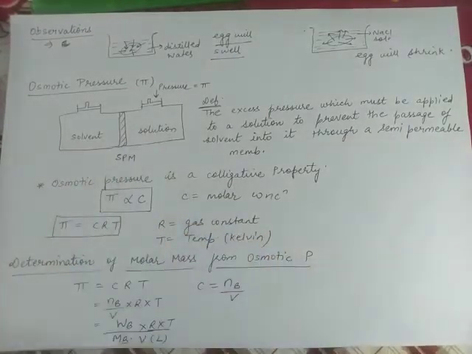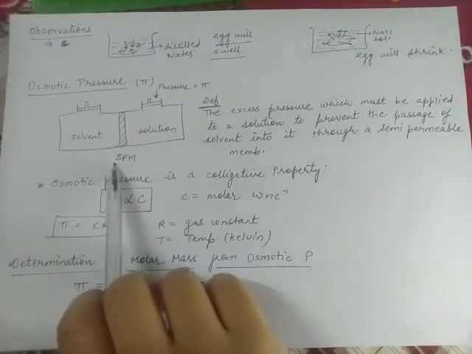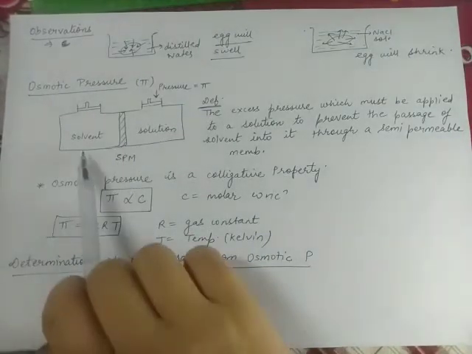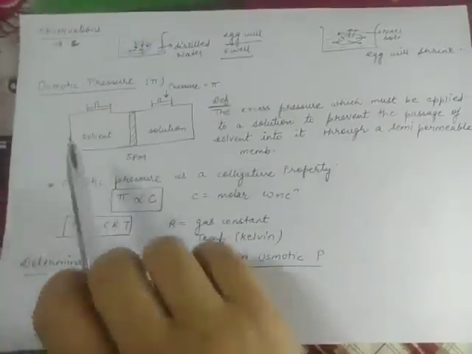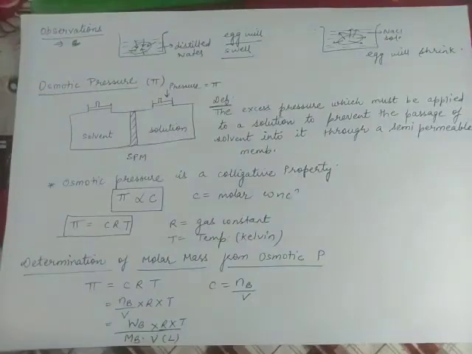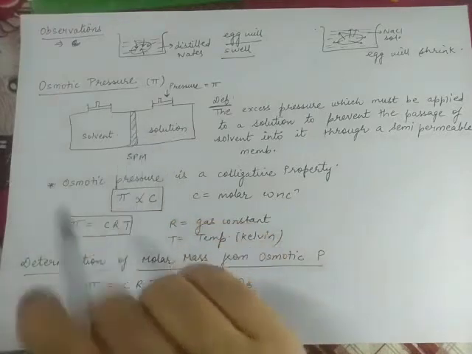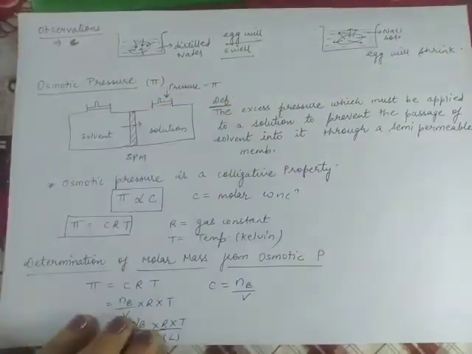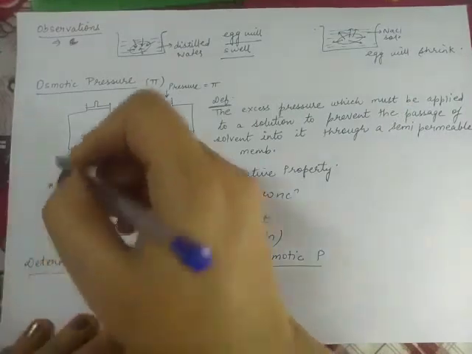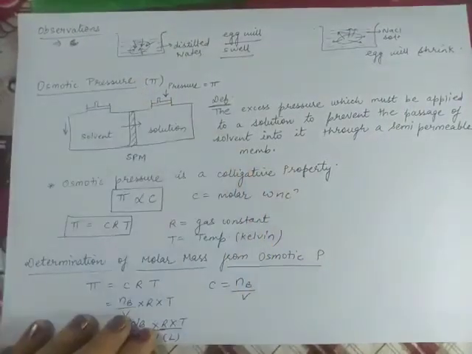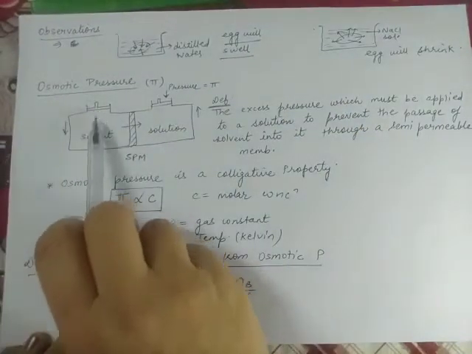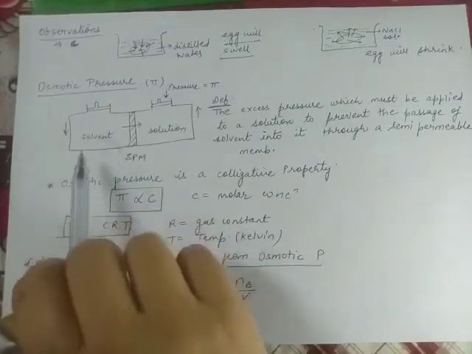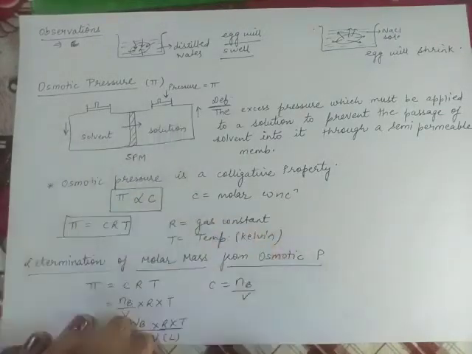Again, two compartments are there. These two compartments are separated by a semi-permeable membrane. On one side pure solvent is there, on another side solution is there. And these are two weightless and frictionless pistons. Now if osmosis continues, what will happen? The solvent molecules will start moving towards the solution side. The level of the solvent side will come down and the level of the solution will move up. As a result, this piston will come down because the solvent level is moving downwards, and the piston of the solution side will move up.